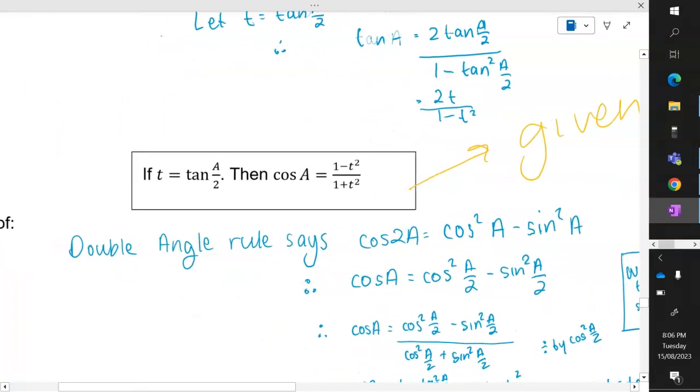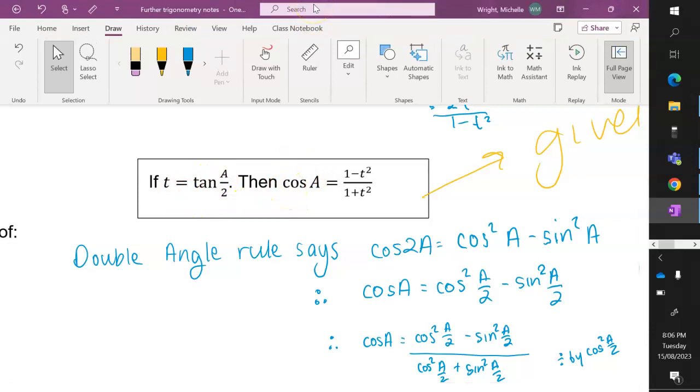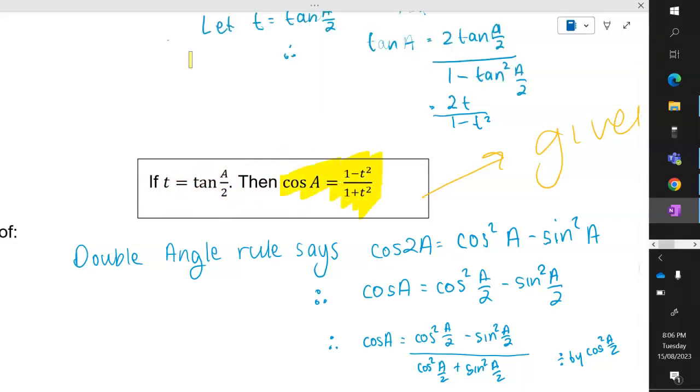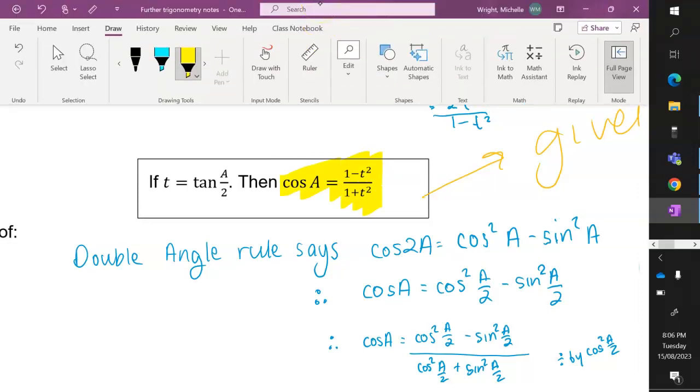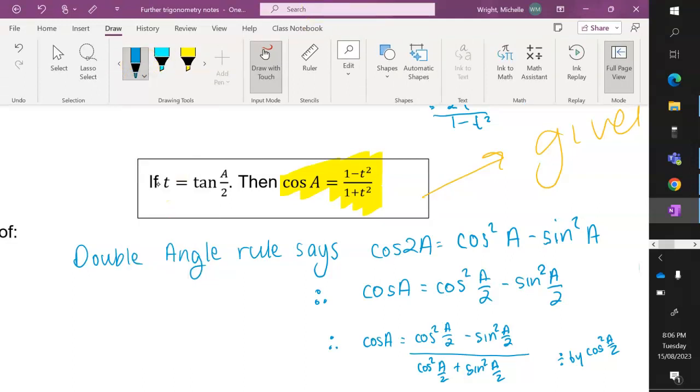The cos and the sine are a little bit more difficult. So again, given that tan A over 2 is equal to t, we want to show that cos of A is equal to 1 minus t squared over 1 plus t squared. It's given to us on our formula sheet, but we need to understand where it comes from, because we're going to be asked questions about it and how to work with it.